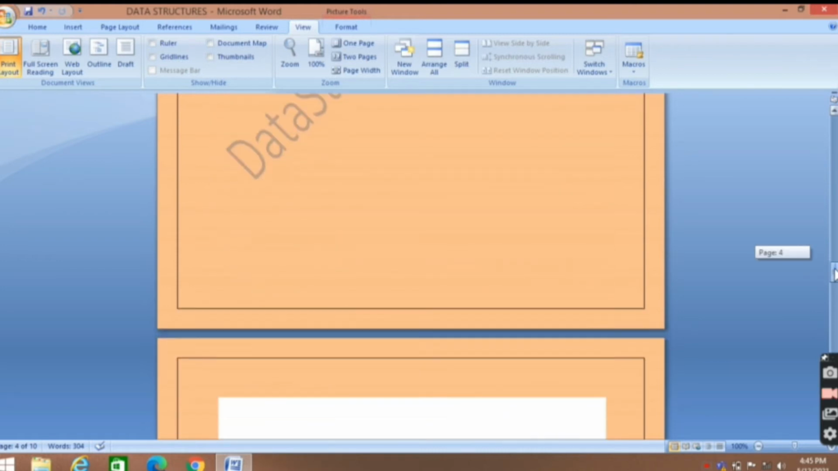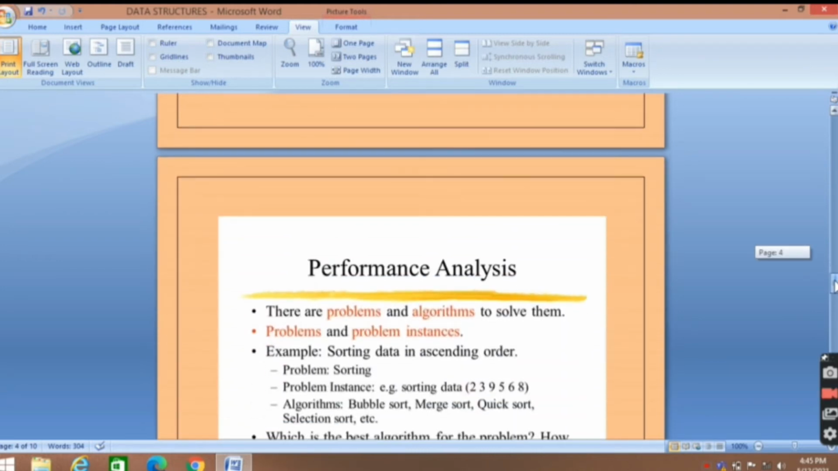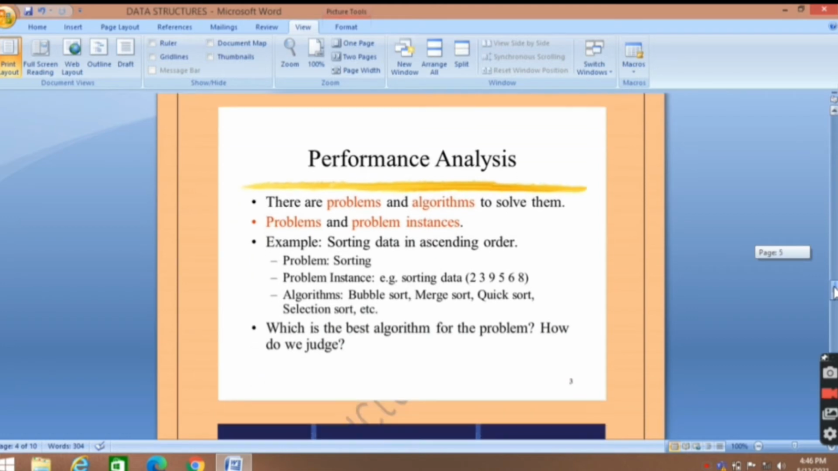Let's go to the next topic. See, this is about performance analysis. There are problems and algorithms to solve them. Problems and problem instances. Example, sorting data in ascending order.